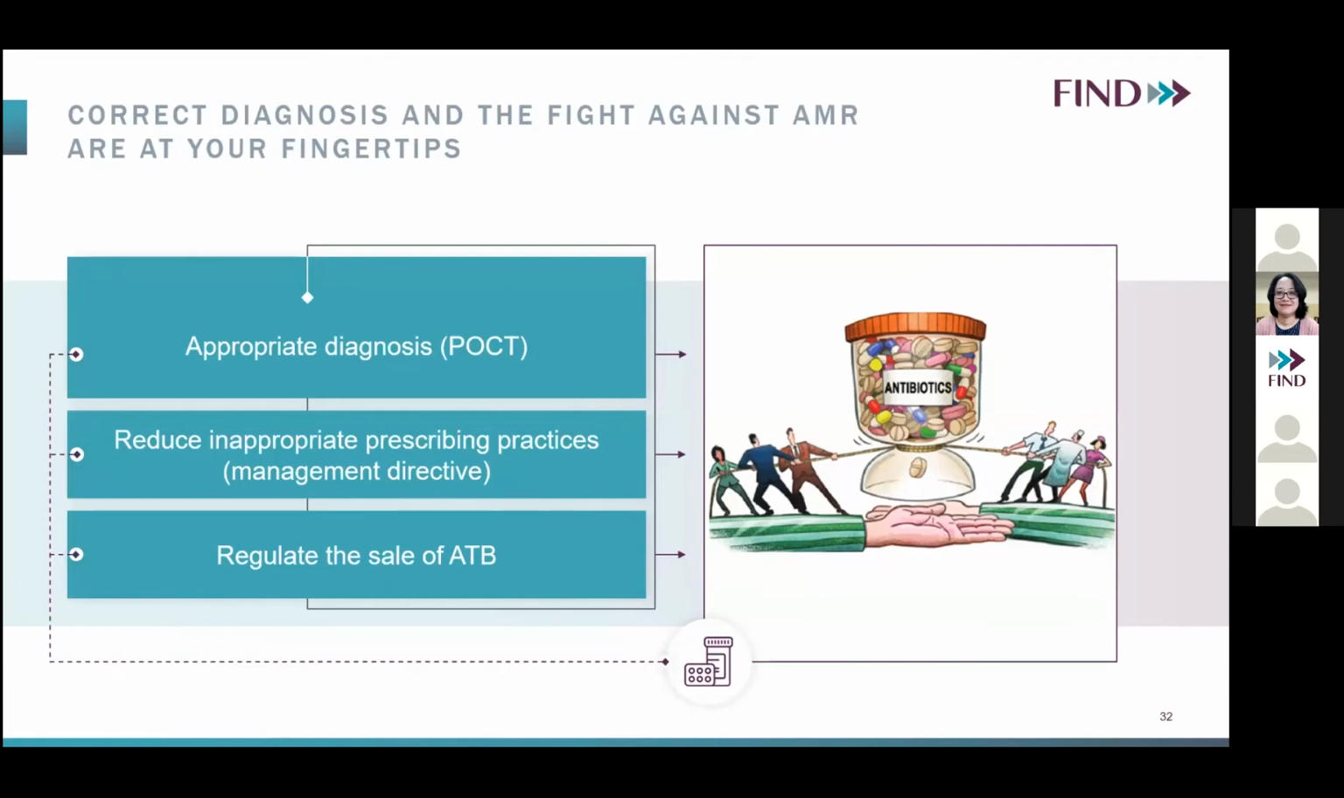However, correct diagnosis and the fight against antimicrobial resistance are at our fingertips. Why do we say that? Because nowadays we have point of care tests available on the market to screen the different etiologic causes of fever. The second point is to reduce inappropriate prescription practice based on behavior change. The last point would be the regulation of the sale of antibiotics in the market. But in this project, we are focusing more on the first two points: appropriate diagnosis and the reduction of inappropriate prescription of antibiotics.